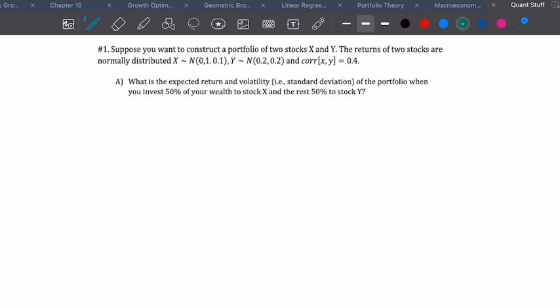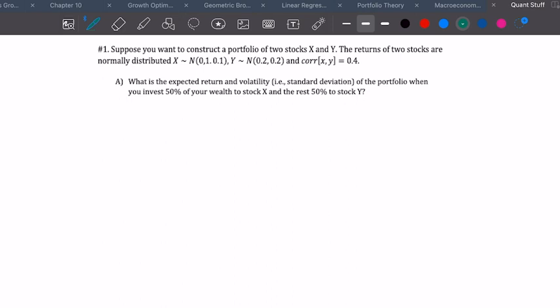The question goes: suppose you were constructing a portfolio of two stocks X and Y. Stock X has a normal distribution with a mean of 0.1 and a variance of 0.1, and stock Y has a normal distribution with a mean and variance of 0.2, and both of these stocks have a correlation of 0.4. How do you calculate the expected return and expected volatility of the portfolio when you have an equal distribution between both stock X and stock Y?